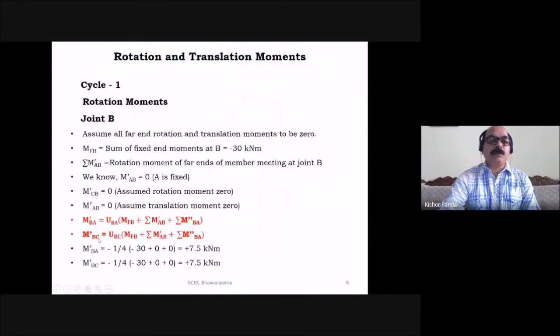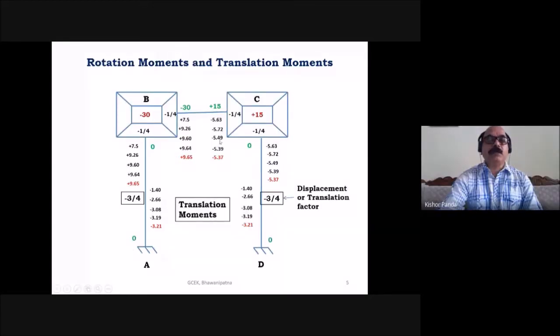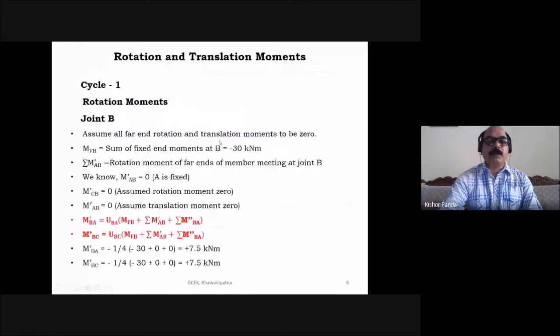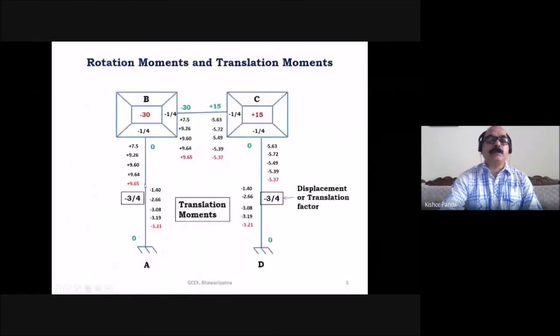So here you find out M dash BA is equal to minus 1/4 rotation factor, and MIB you know minus 30, and the far end rotation moment and far end translation moment is equal to 0, 0, 0, 7.5. Similarly, M dash BC is equal to M dash BA you got, and M dash BC is equal to minus 1/4 minus 30, 0, and the translation moment here, this is not required, 0, 0, and this is also 7.5. So just to enter here 7.5 and 7.5. So you got joint B, what is the near end rotation moment.